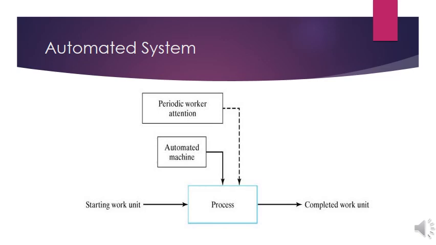The first is the semi-automated machine, which, with periodic worker attention, performs a portion of the work cycle under some form of program control. The human worker tends the machine for the remainder of the cycle by loading and unloading it. The operator must be present every cycle. The second one is the fully automated machine, which operates for an extended period of time with no human attention.